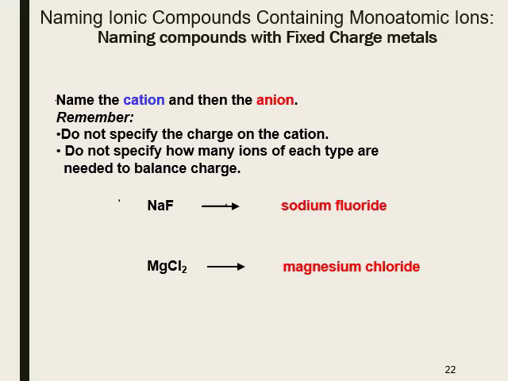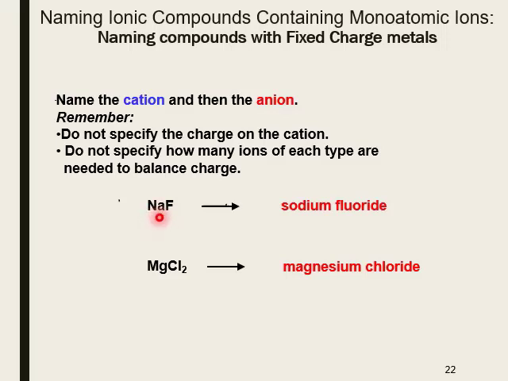All you need to do is write the name of the cation first and then the name of the anion. That's it, nothing else. Remember, this is important. Do not specify the charge on the cations, and do not specify how many ions of each type are needed to balance the charge.